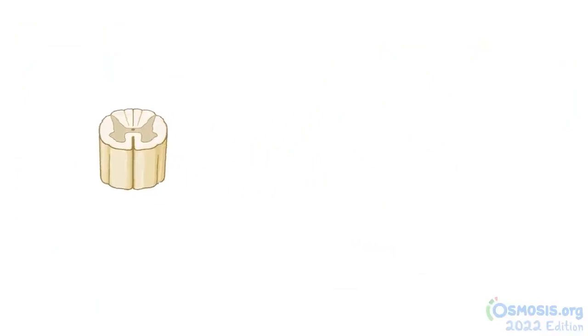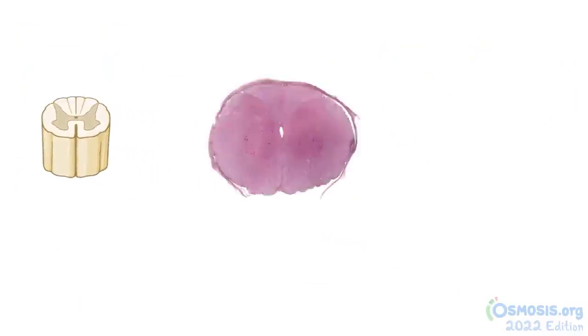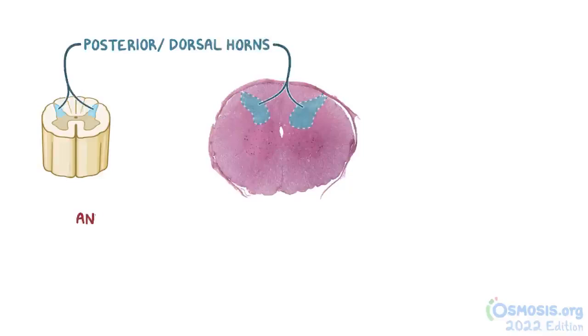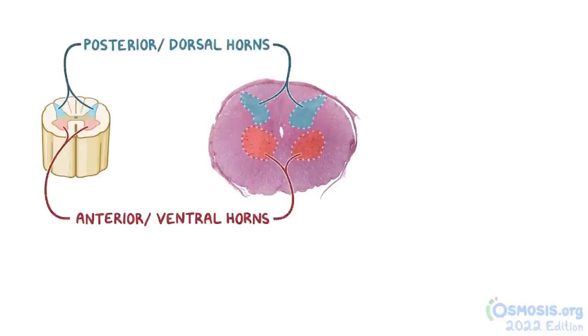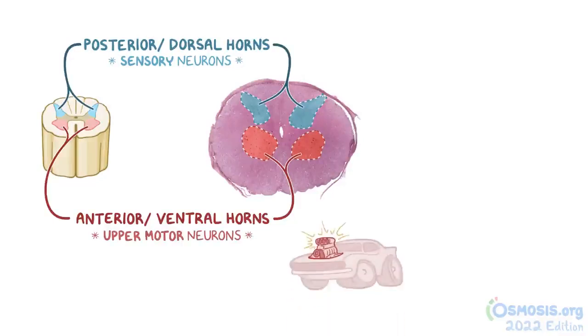In this low-power image, we can see the spinal cord's two posterior or dorsal horns closer to the top of the image, and two anterior or ventral horns at the bottom. The dorsal horns contain mostly sensory neurons, and the anterior horns contain mostly upper motor neurons. A simple way of remembering the location of the motor neurons is to remember that most cars also have their motors in the front or anterior part of the car.